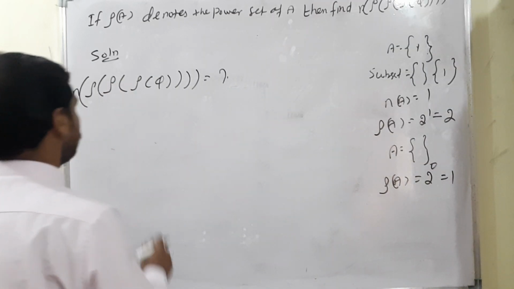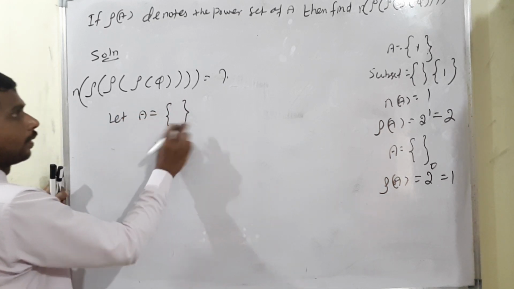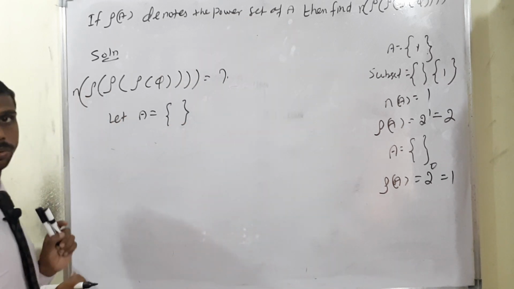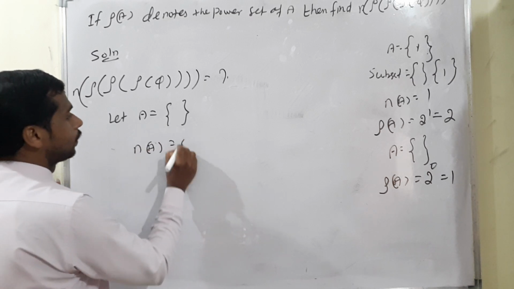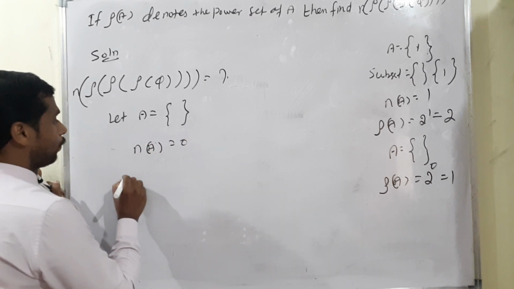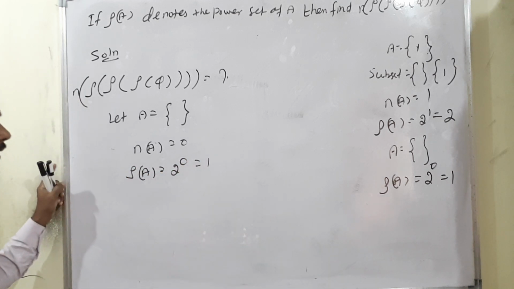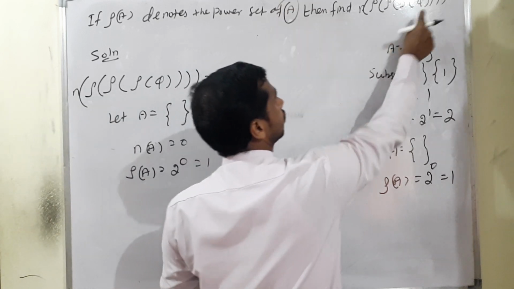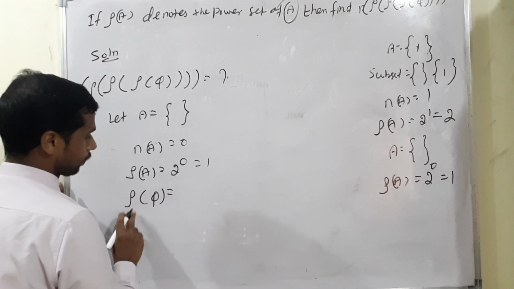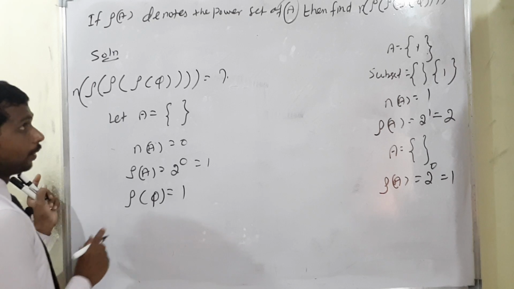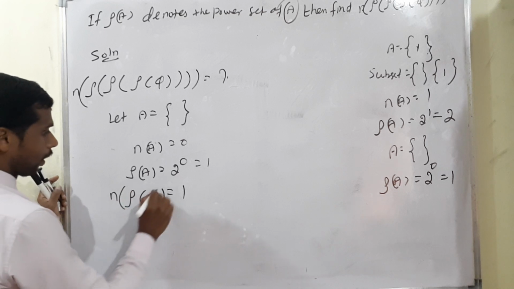Listen. First one: let A be equal to the empty set, consider there is nothing in the power set of A. So the number of elements in A is 0, there is no term. Therefore, first, the number of subsets of A is 2 power 0, which is equal to 1. This A is considered the null set. Therefore, the power set of the empty set has value 1. We need to apply how many subsets? 1, 2, 3. This is the first term.